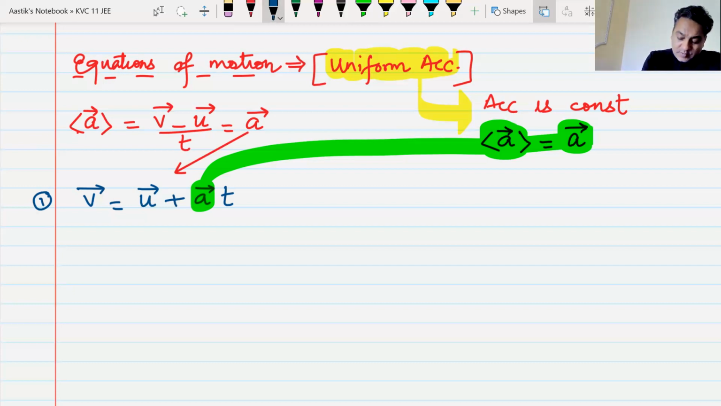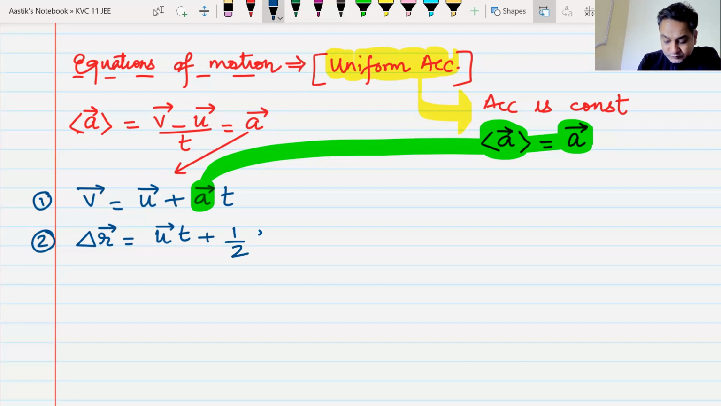Okay, then we go about writing the second equation. Remember, the second equation will be the equation of displacement. In your books, you will find it as S, but I will not write it as S because I'm using S for speed. So I will write it as delta R. Delta R vector is a vector equation. I hope you know this equation, ut plus half at square. Yes or no, my dear friends?